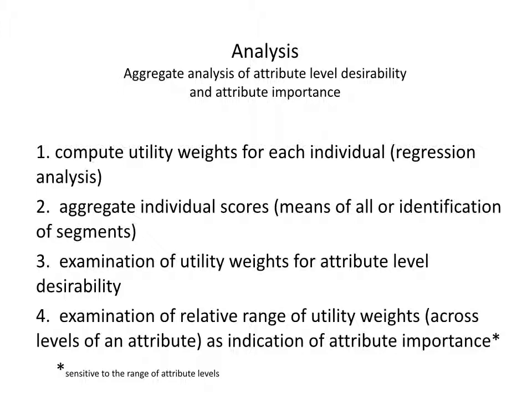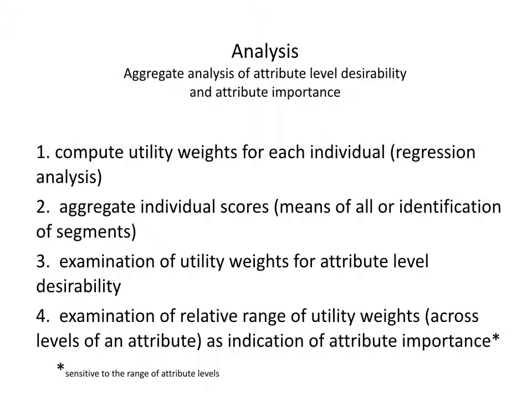Then we can look at those average utility weights for attribute level desirability. So we can say that this level of an attribute is more valuable than all the other levels of that attribute. And we can also look across attributes. So we can say that people are willing to trade off $100 in price savings, for example, or they're willing to give up $100 in price in order to get a 50% improvement in speed. So one of the beauties of conjoint analysis is that it allows comparisons across attributes on the same metric.